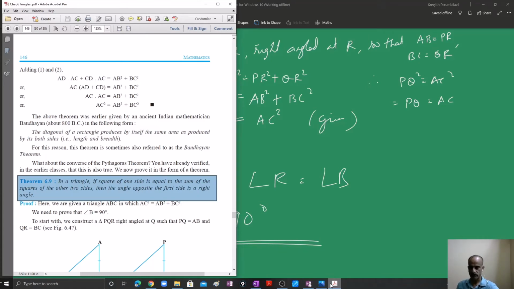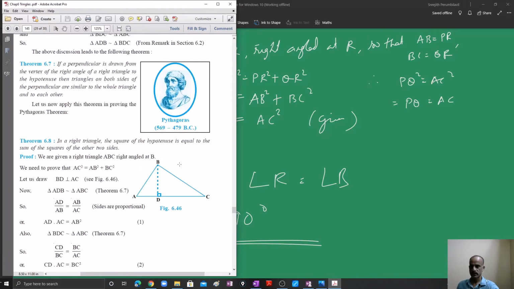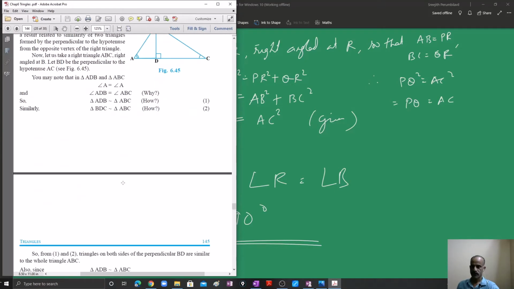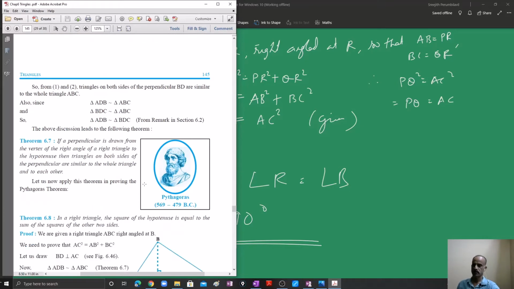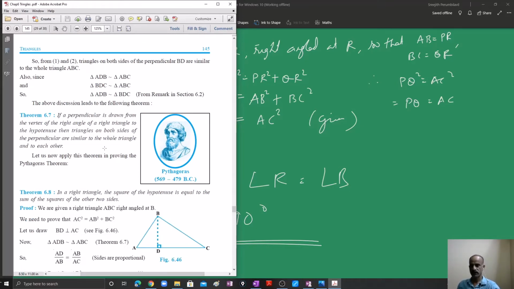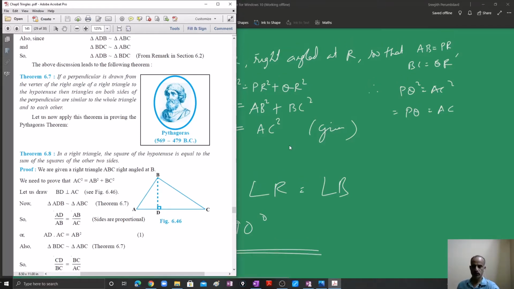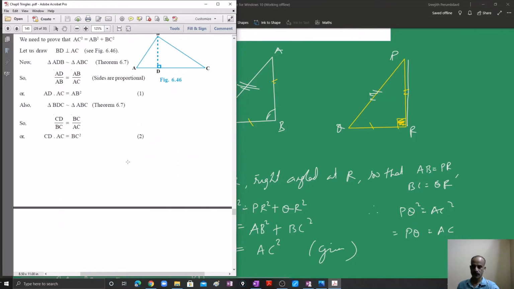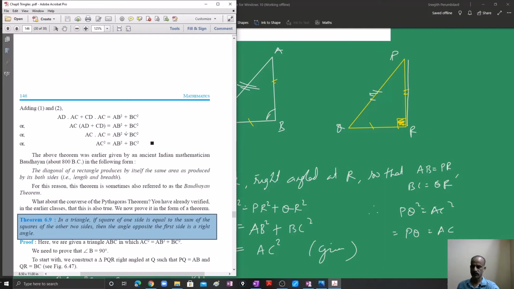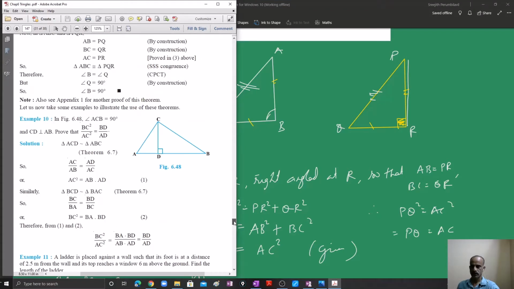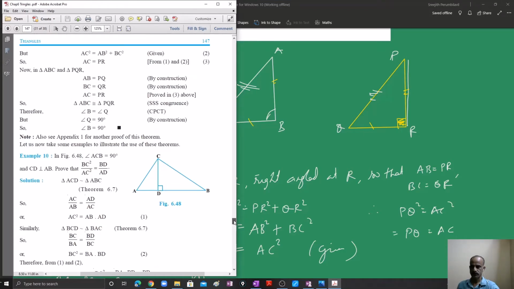If we go back to the textbook, you can see at 6.8 the Pythagoras theorem, and 6.7 the theorem before that. This is being used here, but they have directly taken theorem 6.7. You can do it the way we have done it. Only 2 steps are required. It's always safe.